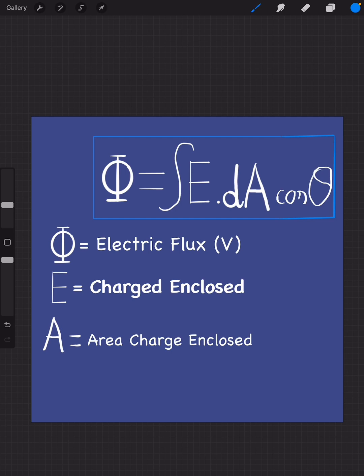To calculate electric flux, we use the formula phi equals the integral of E dA cos theta, where E is the electric field and dA is the infinitesimal area. To calculate the total electric flux for our long uniform line of charge, we integrate over a closed surface enclosing the line.